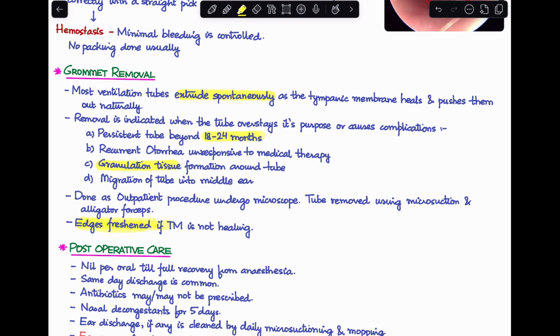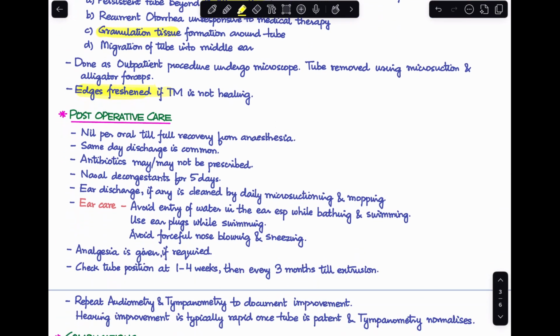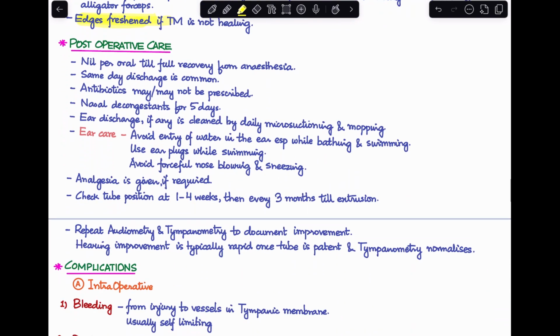So after we have done our myringotomy and grommet insertion, how would we do post-operative care of the patient? What would be explained to them? First of all, they should not take anything by mouth till they have fully recovered from anesthesia. Usually these are daycare procedures and same day discharge is given. Antibiotics are usually not required, but in certain cases, some surgeons do prescribe antibiotics. Nasal decongestants are given for 5 days.